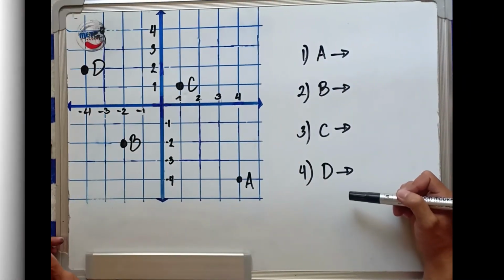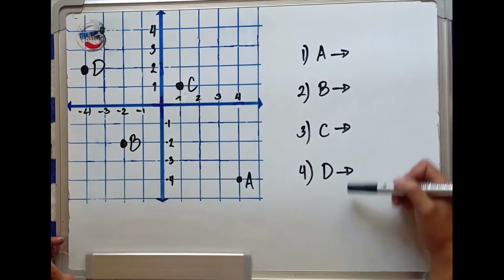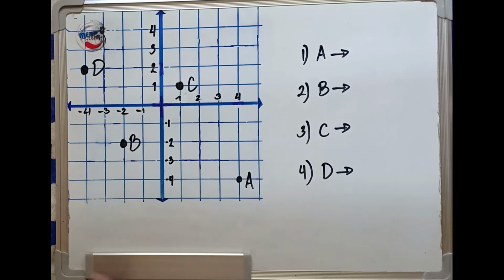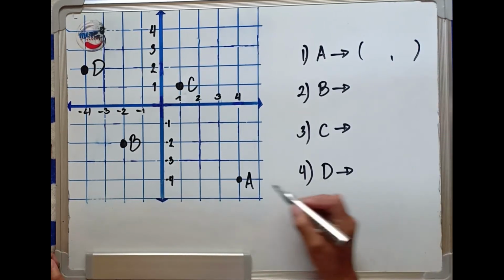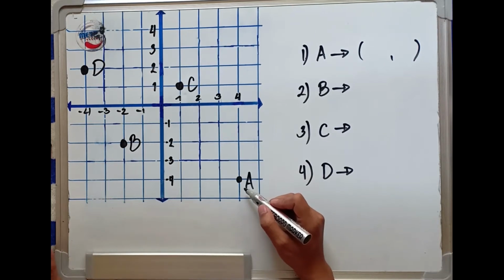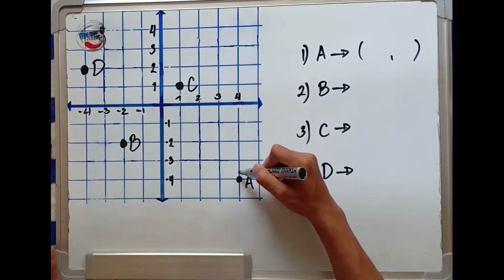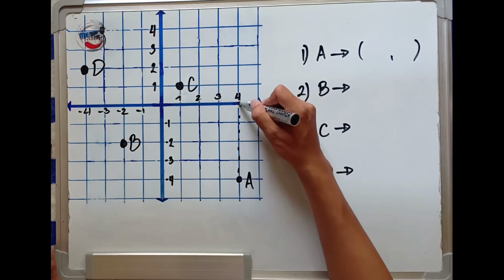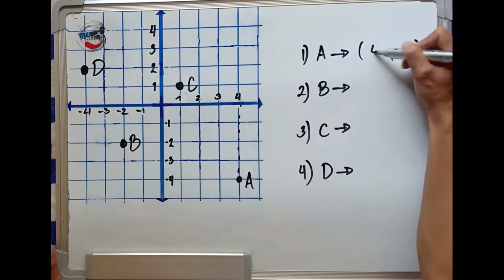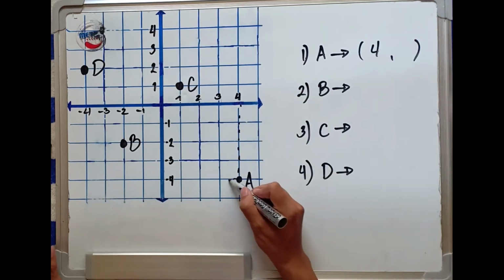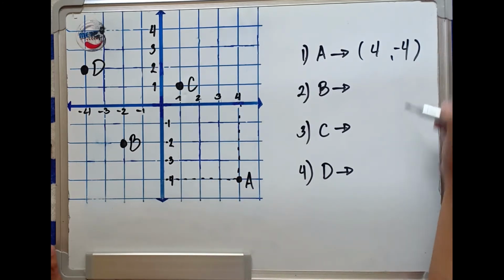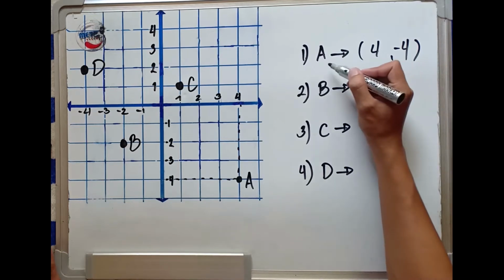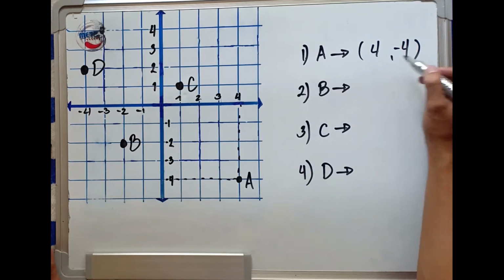Let us know the ordered pairs for the following points. For point A, so point A is located at the fourth quadrant. Its x value is positive 4. And its y value is negative 4. So, the ordered pair for point A is positive 4 and negative 4.